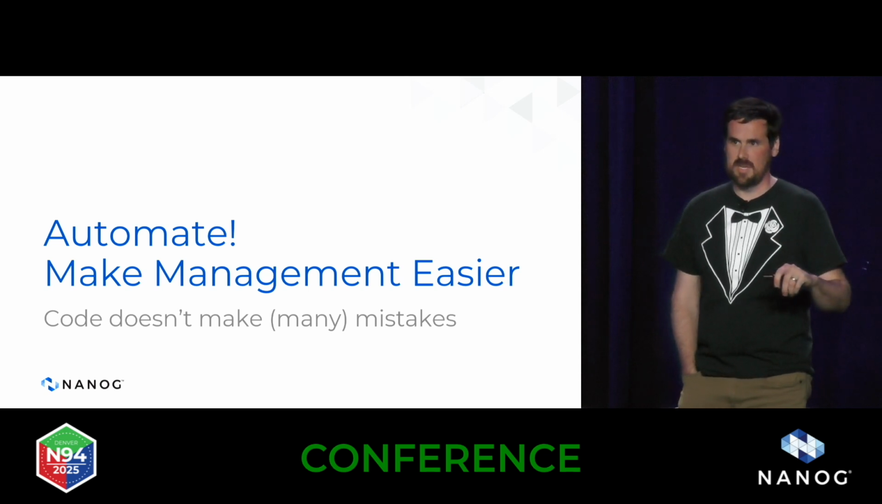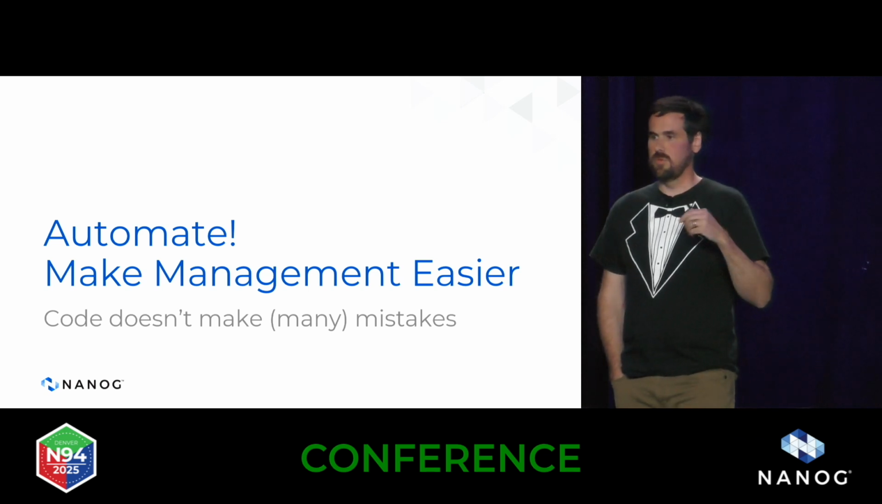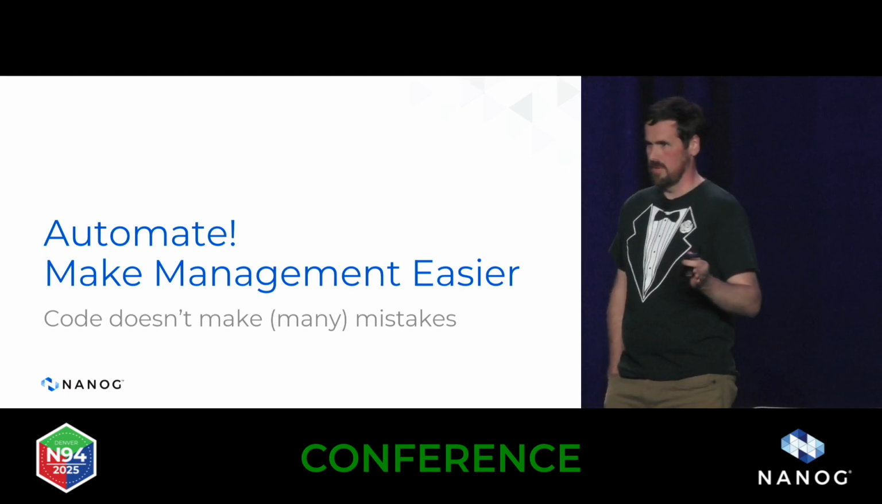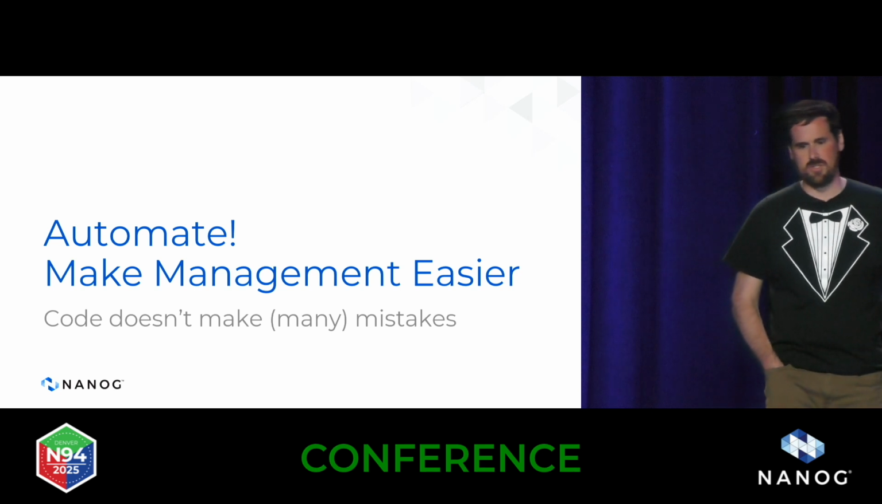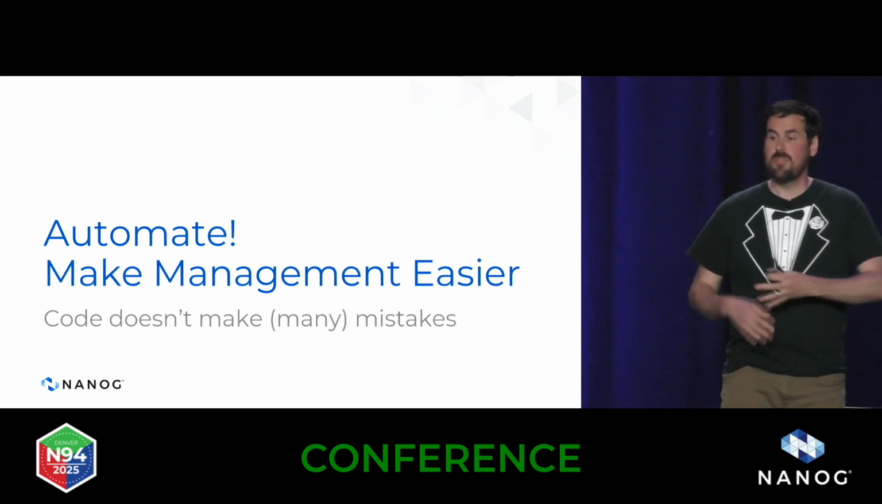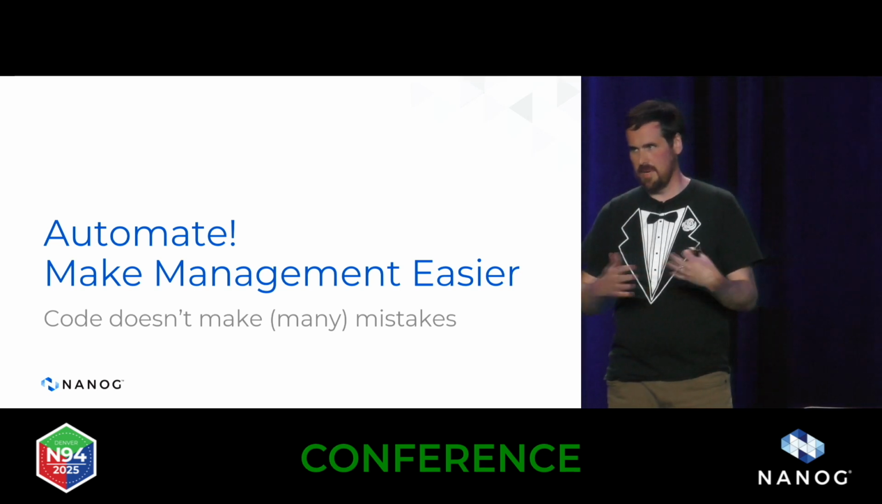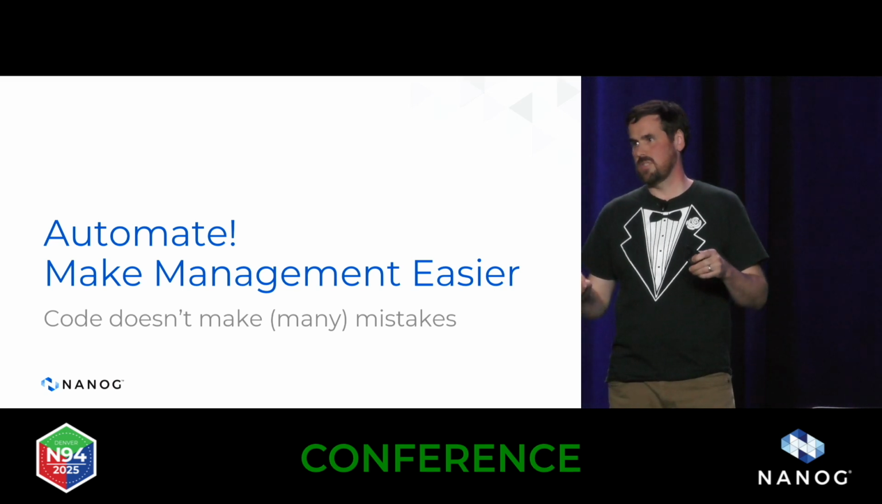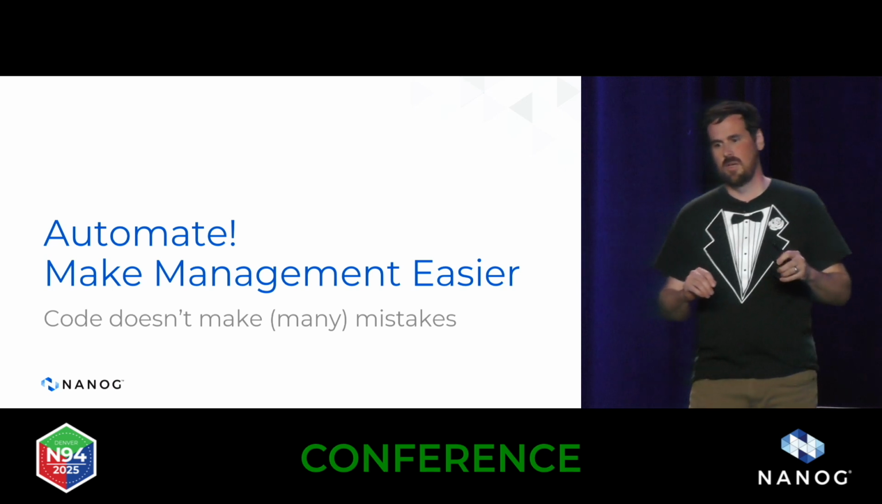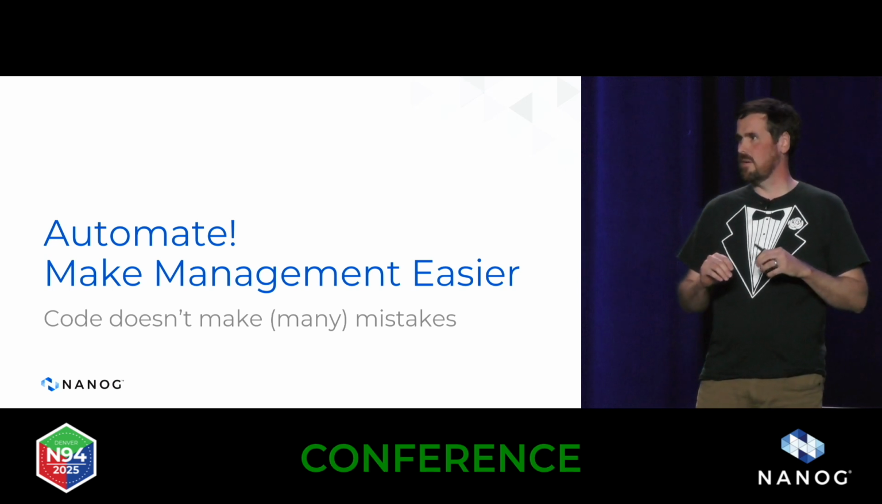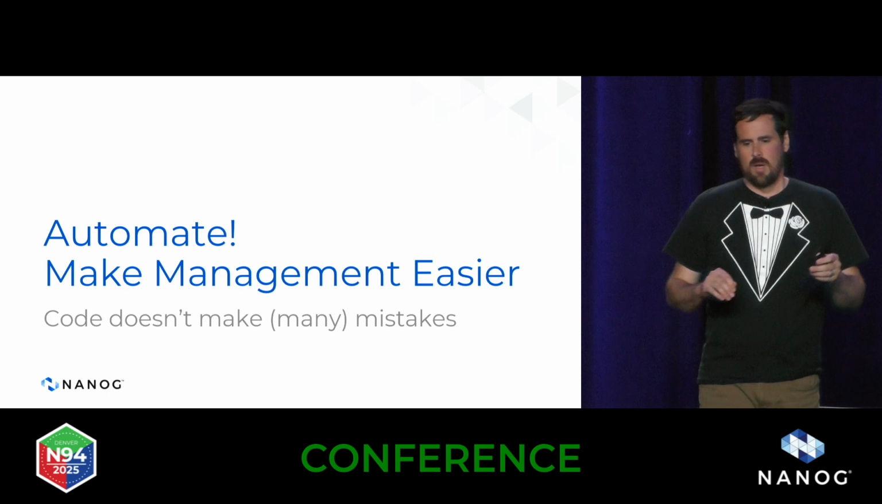Code doesn't make a lot of mistakes. It will happily do repetitive things over and over again and not waste our time when we are trying to think of anything else other than this repetitive slew of tasks. So we get to free up our brains for thinking about other things in an automated scenario.